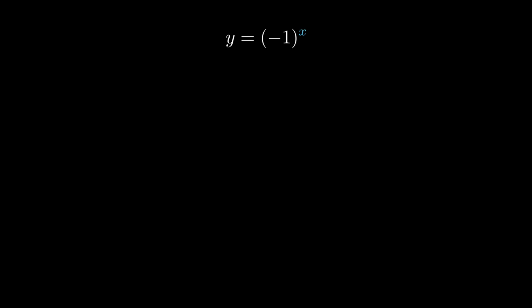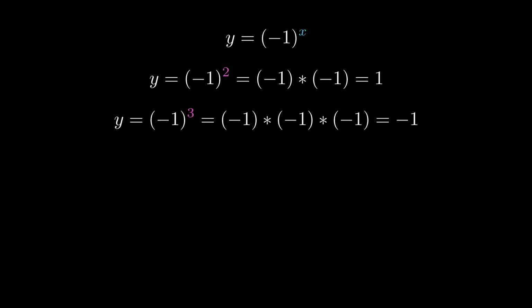Now, what if our base is negative? We can plug in 2 for x. We get negative 1 squared, which is 1. And if we plug in 3, we have negative 1 cubed. So far, so good, right? What if we plug in 1/2? What does that mean? So I cover this in another video. So if you're unsure, you can check that out.